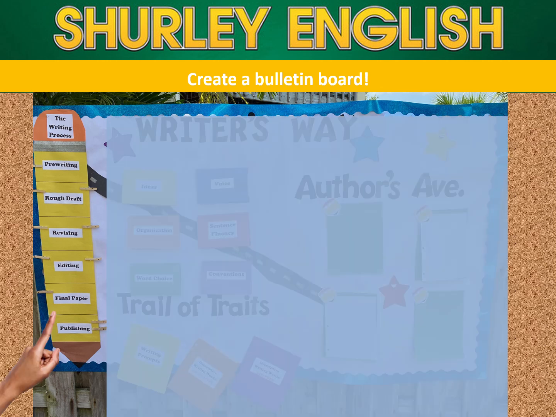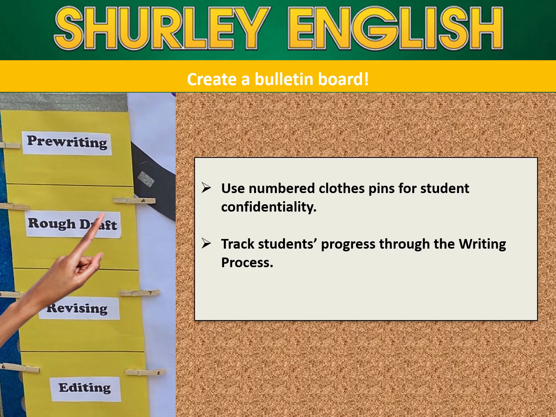The pencil shows the 6 steps in the writing process: pre-writing, rough draft, revising, editing, final paper, and publishing. The numbered clothespins are used to track each student and the step they are on in the process. I've used numbers instead of names for student confidentiality.